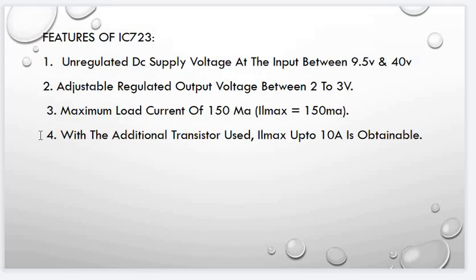Features of general purpose voltage regulator. The unregulated DC supply voltage at the input is between 9.5 volt and 40 volt. The adjustable regulated output voltage is between 2 to 37 volt. The maximum load current is 150 milliamps, that is, I max is equal to 150 milliamps. With an additional transistor, the I max can be increased up to 10 amps.